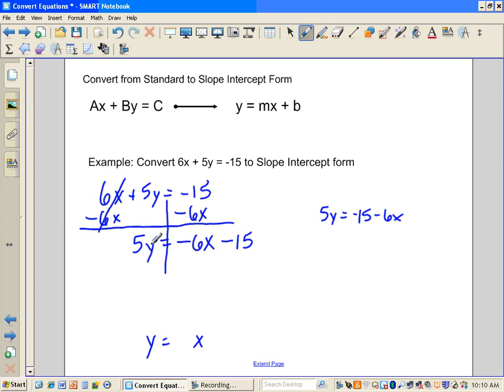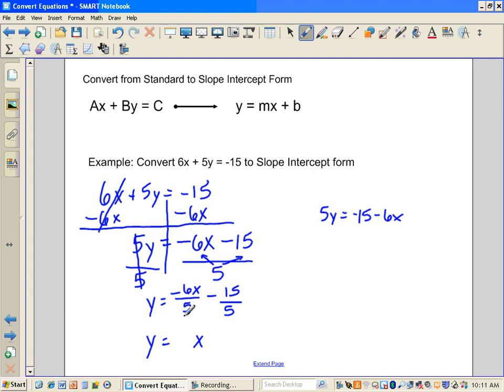The y is almost by itself, but it's being multiplied by 5. The opposite of multiplying by 5 is dividing by 5. So I'm going to divide by 5 and divide by 5. That gets the y totally by itself here. Now I have to apply the 5 to both terms. So I have to do, I'll just write it here, negative 6x divided by 5, and negative 15 divided by 5.